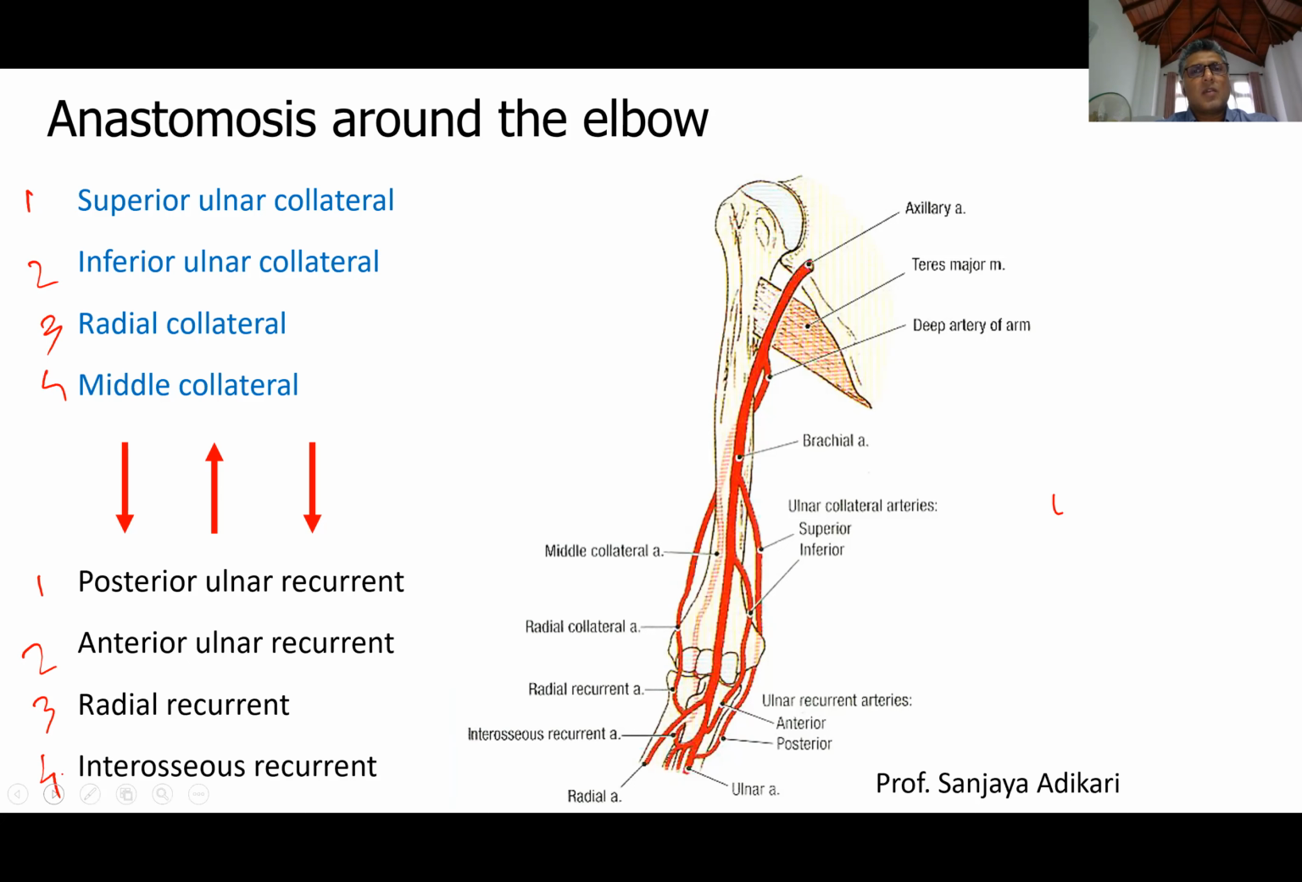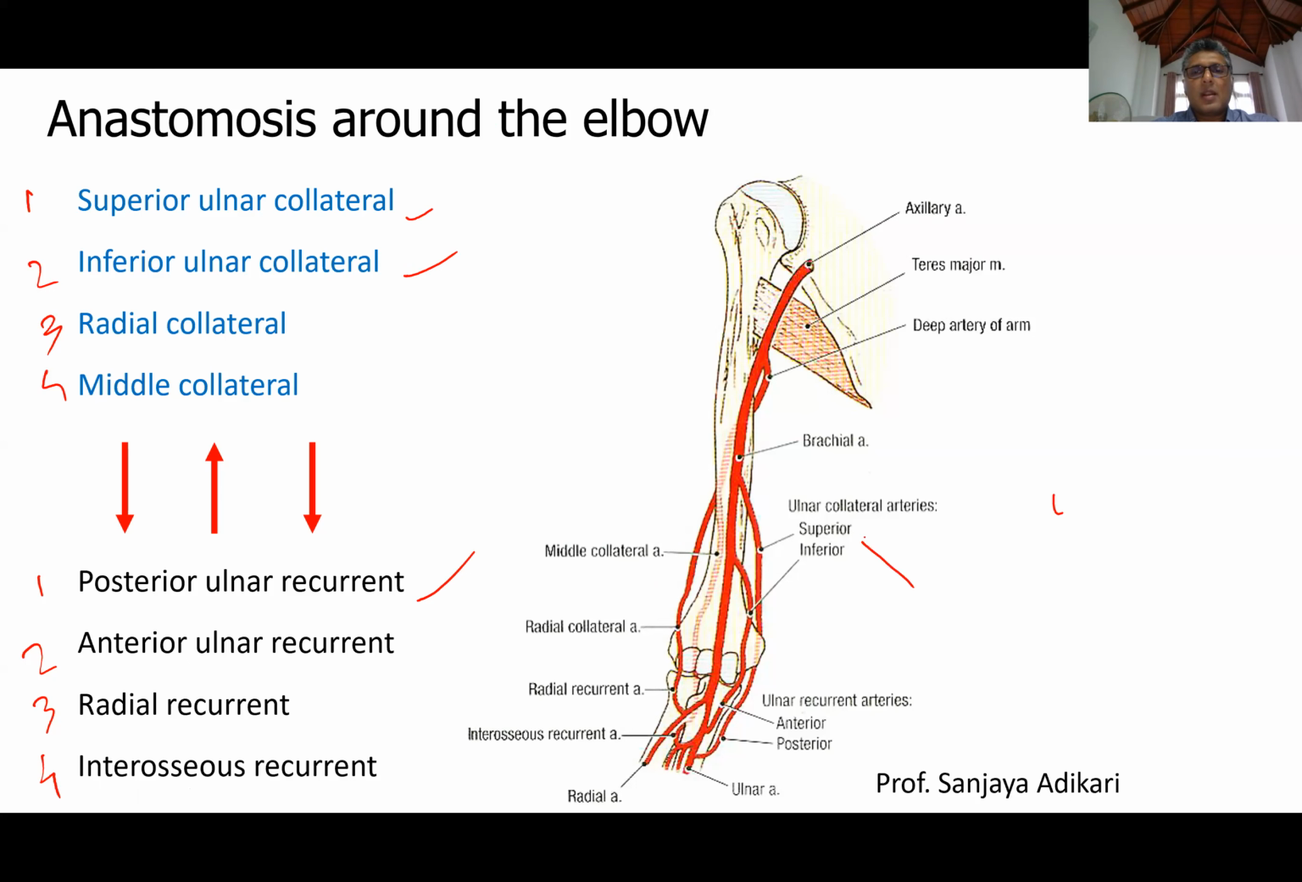Now the collateral ones are given off proximally, and they follow the direction of the main artery. That's why you call them collaterals. And the recurrent ones start distally and go in the opposite direction, from distal to proximal. That's why you call them recurrent. So the first two collateral arteries are the superior and inferior ulnar collateral arteries. The superior one is given off at a superior level, and the inferior one at an inferior level from the brachial artery. That's why they are called superior and inferior, based on their origin from the brachial artery.